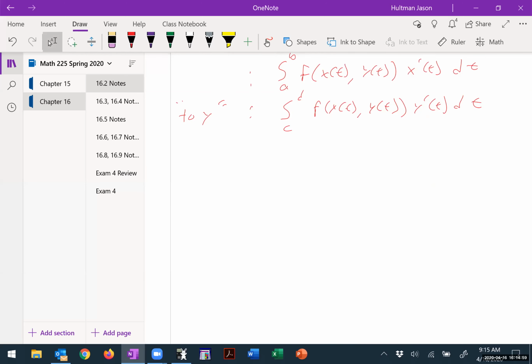Now, sometimes it's easier to talk about the pieces of a line integral without doing the whole thing at once. Let's isolate the line integral with respect to x, isolate the line integral with respect to y, and then bring them together. It's just easier to work with at times.